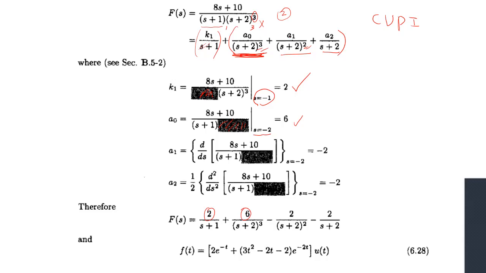But how to get this guy, A1? Okay, A1. How to do it? Still do cover-up. So you cover up, but don't plug in yet. Cover up, you do d/ds. Okay, do a derivative. After that, you start to plug in. After you've done the d/ds, you do this.